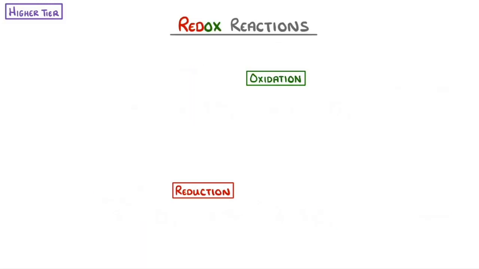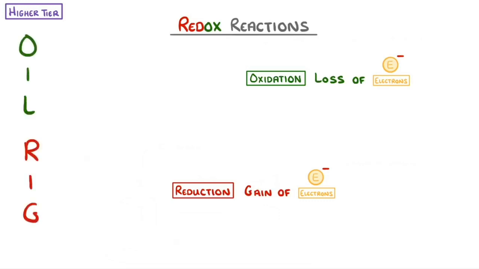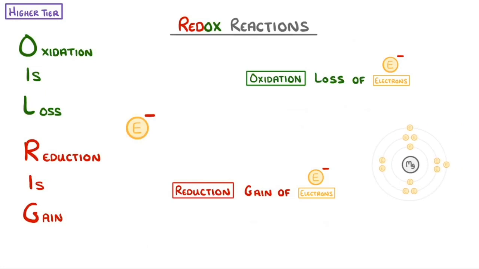The terms oxidation and reduction can also refer to the loss and gain of electrons though. And instead of just remembering which is which, most people use the mnemonic OIL RIG, which stands for oxidation is loss, reduction is gain, and this refers to electrons. So if we had a magnesium atom, and it loses 2 electrons to become a 2+ ion, then it's been oxidized. And if it gained those 2 electrons back, then it would have been reduced.